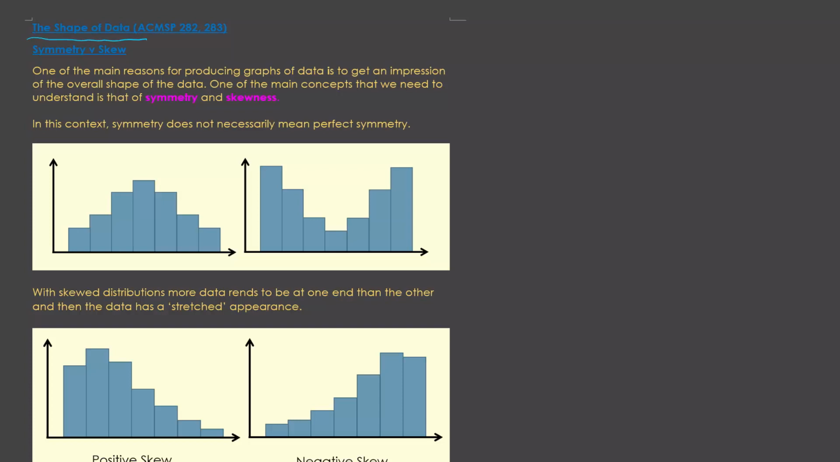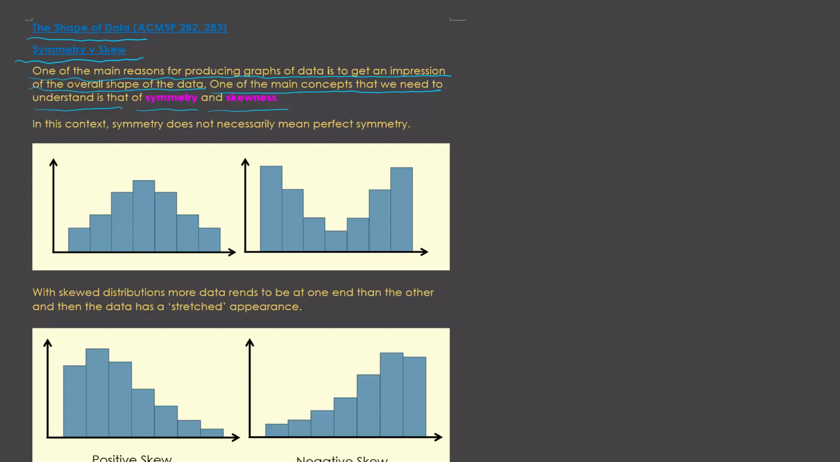The shape of data. One of the reasons we draw diagrams in statistics is to get an idea of the shape of the data. And our first consideration here is symmetry versus skewness. One of the main reasons for producing graphs of data is to get an impression of the overall shape of the data. One of the main concepts that we need to understand is that of symmetry and skewness.